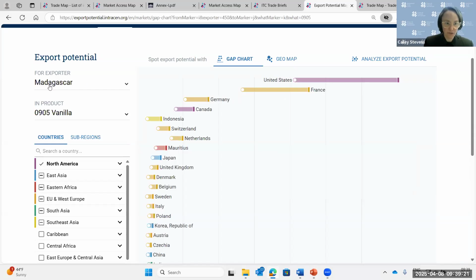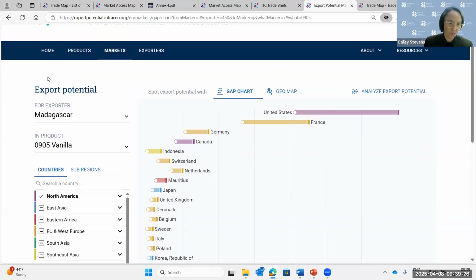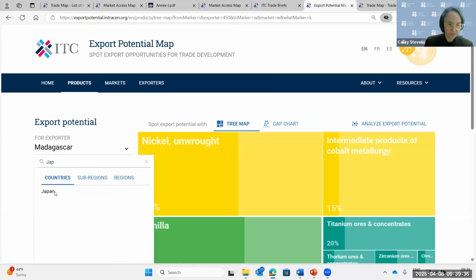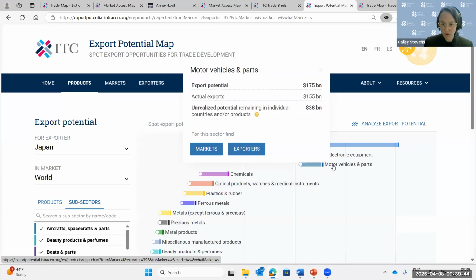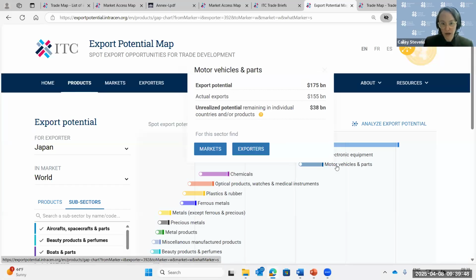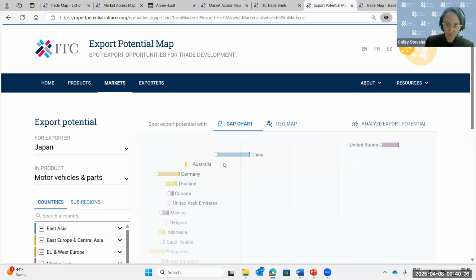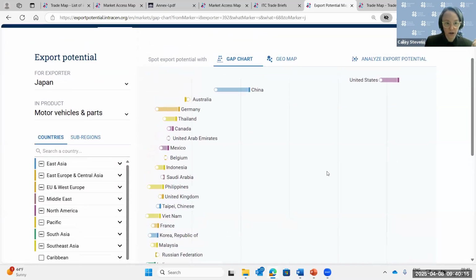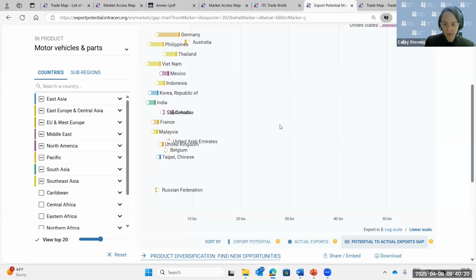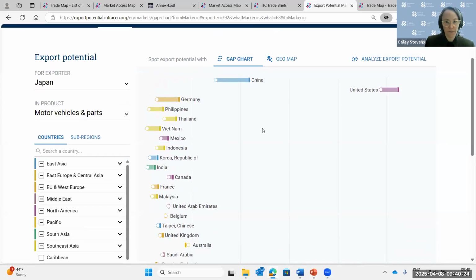Now, again, let's perhaps look at Japan. So we're going to go to the products tab. We're going to look at Japan. And we are going to look at subsectors. So we're going to move to gap chart. So we see motor vehicles and parts. And we want to find markets with export potential for this sector. So previously, in the case of Vietnam and Madagascar, we were looking at a particular product, but now we are looking at a subsector, which is the cars and parts subsector. So now we are looking at the markets with the highest export potential for cars and parts from Japan. We are going to sort by potential to actual exports gaps, which show us the countries with the most room for growth.